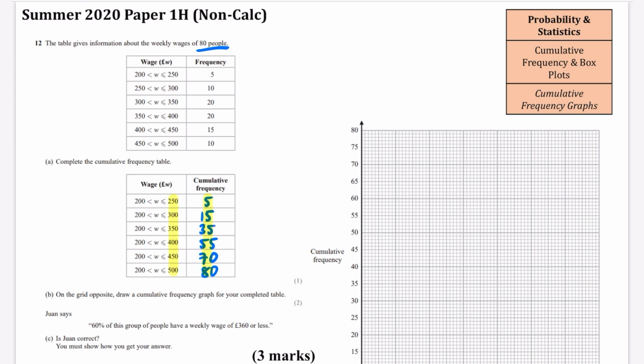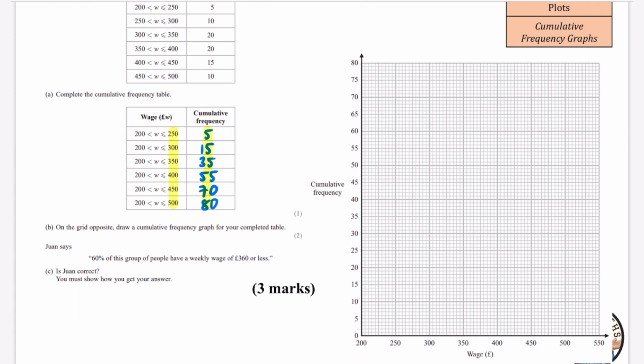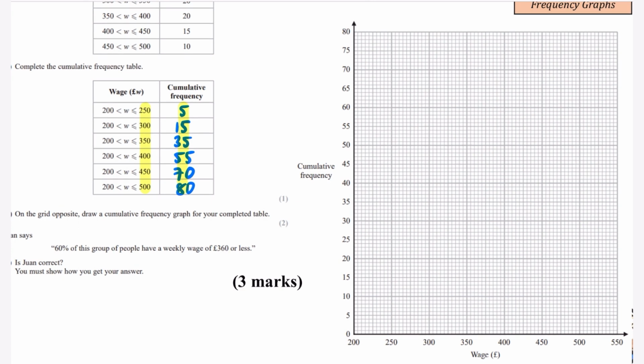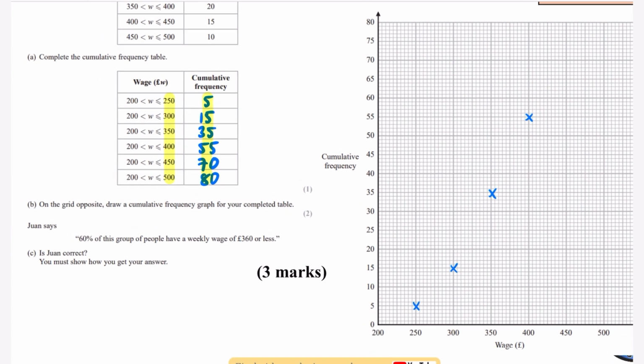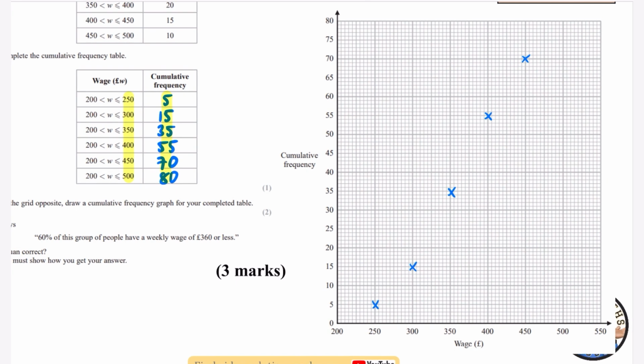These values are going to get plotted with these values on this grid that we've got. So going to look at this, we're going to say that 250 is going to go with 5, 300 is going to go with 15, 350 goes with 35, 400 goes with 55, 450 goes with 70, and 500 goes with 80.